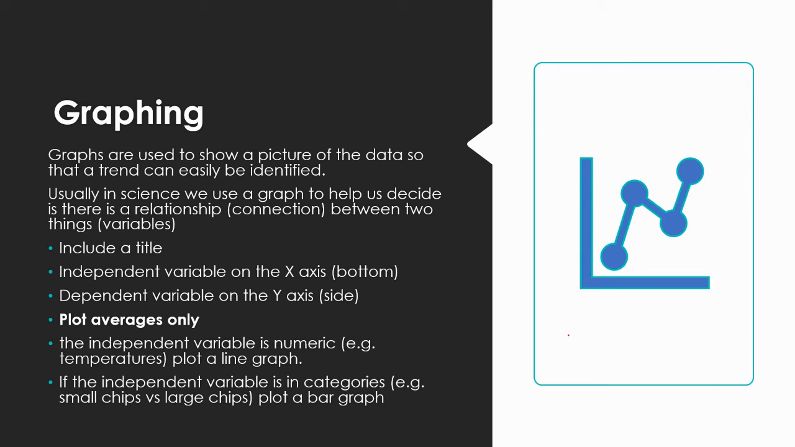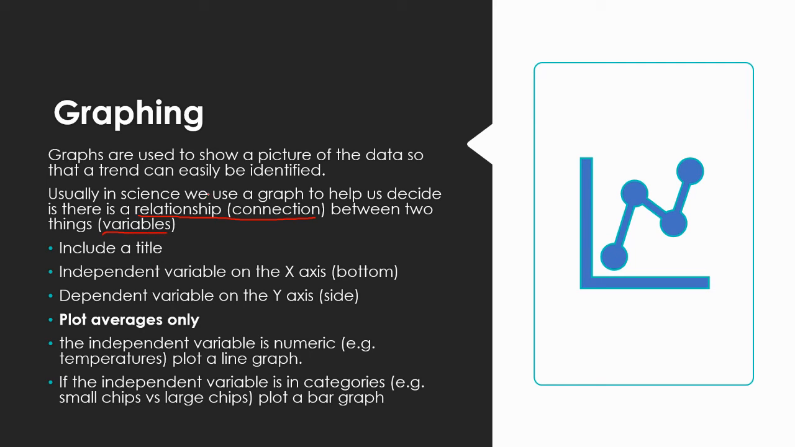Once we've got our averages or our mean values for each independent variable value, we're going to do a graph. Graphs are used to show a picture of the data so that a trend can easily be identified. Usually in science, we use a graph to help us decide if there is a relationship or some sort of connection between 2 things. And by 2 things, I mean variables.